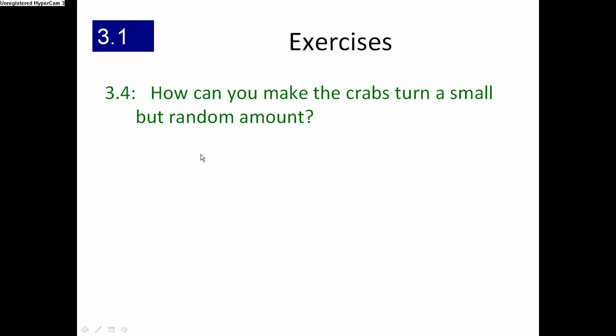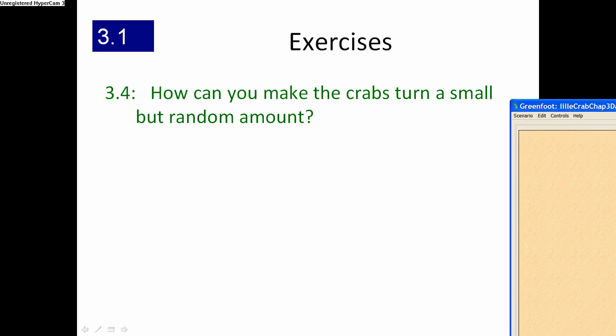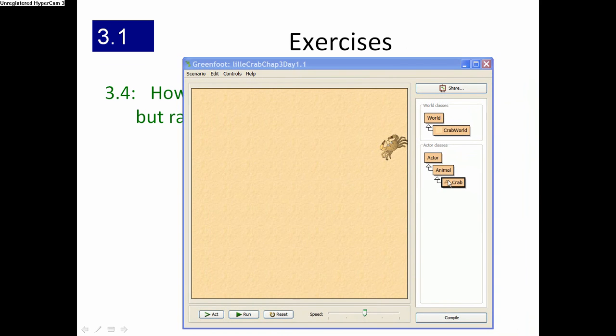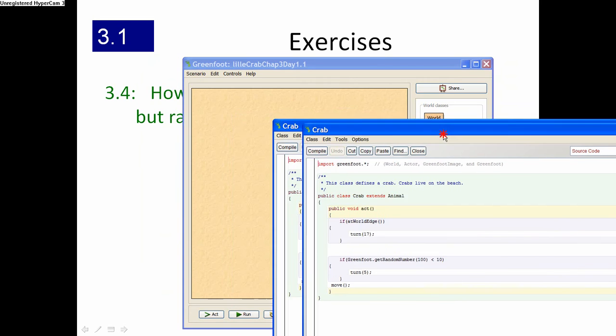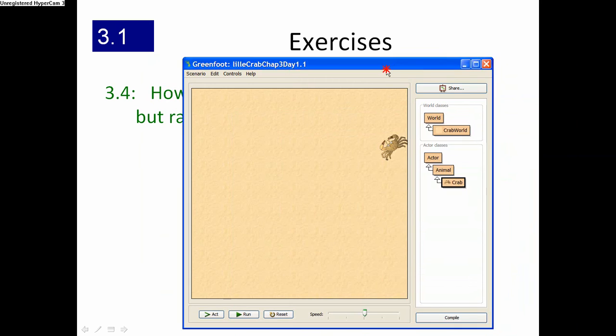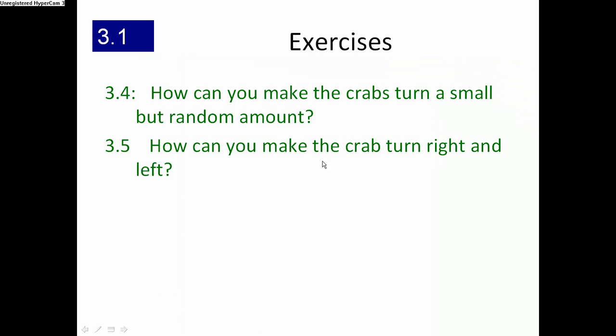Alright, how can you make the crabs turn a small but random amount? If you look at our crab here, it turns the same amount every time. That does not seem very natural. It's not random enough. Living things are a little bit more random than that. Come up with an idea for what you can do to make that turn something a little bit different every time.